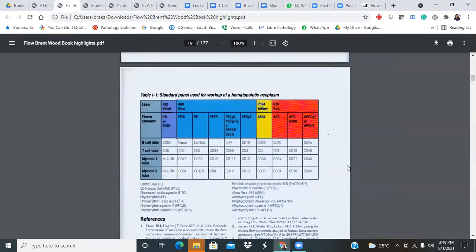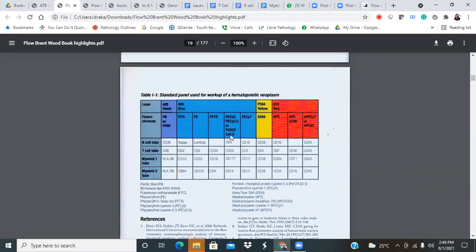Then they showed their standard panel for the hematopoietic neoplasm, and they were showing all the fluorochromes that they are using, and the tubes: the B cell tube, T cell tube, myeloid tube. I think it is a 10 color flow, 1, 2, 3, 4, 5, 6, 7, 8, 9, 10. Yeah, it's a 10 color flow. And they are showing what they are putting in which tubes.